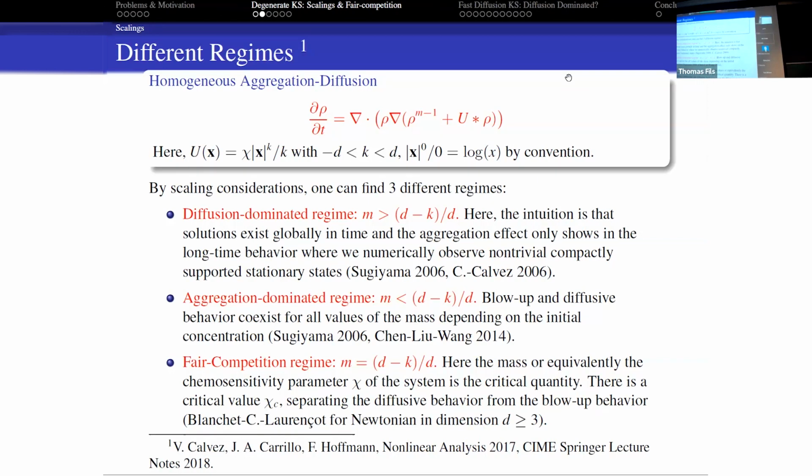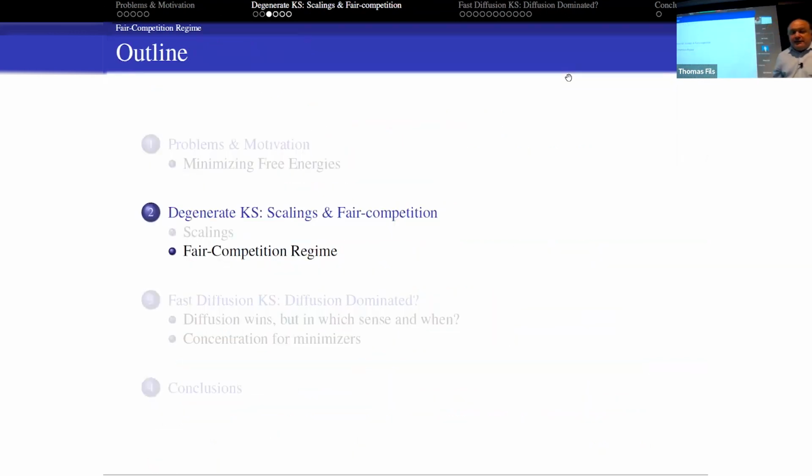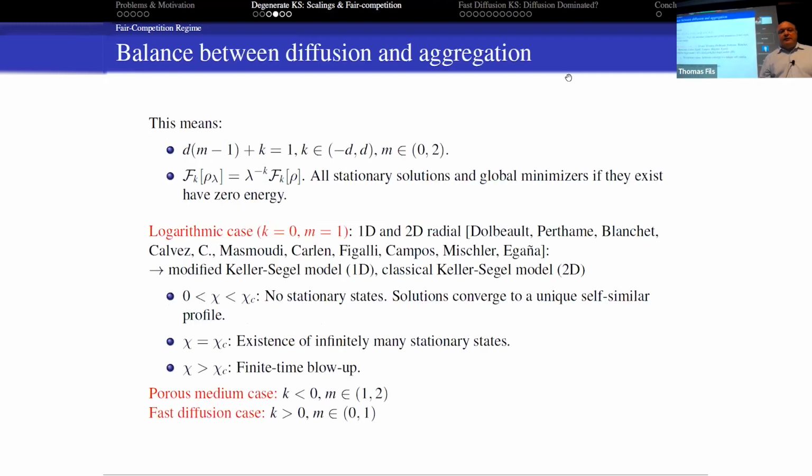And finally, chi equals chi c is a very interesting problem too. It seems very particular and very specific, but it's not. It's very interesting because it's related, in fact, to functional inequalities, which are important in analysis. So this is the next point I want to explain to you: how we discover, rigorously, how you deal with all of these cases. So let me explain the fair competition regime first, because it's where you see how things develop.